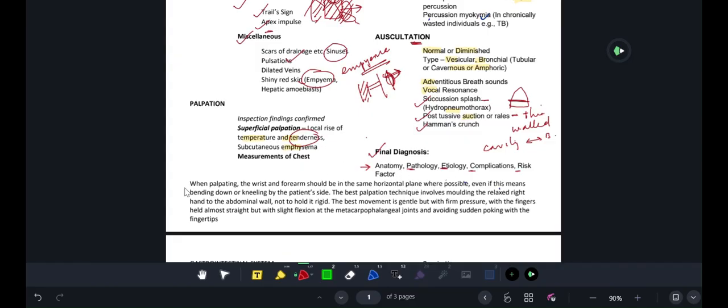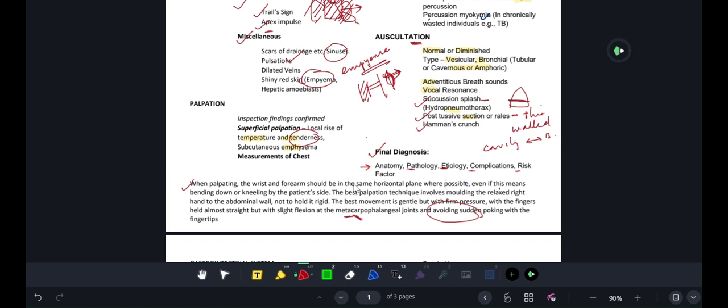By the way, this was something mentioned in Hutchison: when you palpate, the wrist and the forearm should be in the same horizontal plane where possible, even if this means you have to bend down near the patient, or kneel down by the patient's side. The best palpation technique involves molding the relaxed hand on the abdominal wall, not holding it rigid. You should mold the hand with respect to the body surface. The movement has to be very gentle, but with firm pressure, with the fingers held almost straight, but with slight flexion at the metacarpophalangeal joints. We don't move the fingers at the interphalangeal joints, nor do we move the wrist, but we flex at the metacarpophalangeal joint and avoid any sudden poking with the fingertips. So this is how your palpation should look.